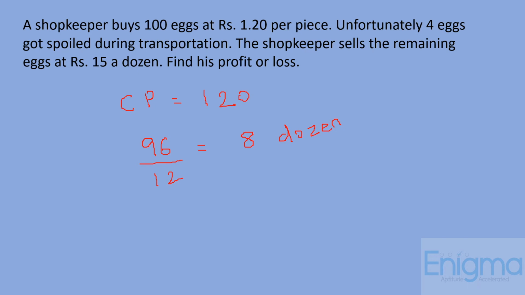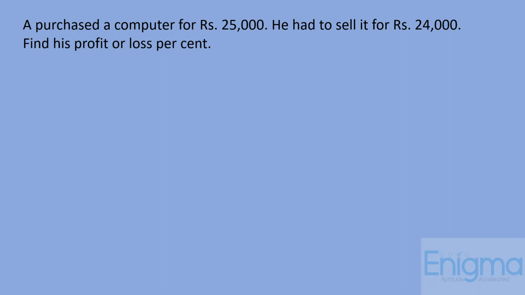And he is selling it at 15 per dozen. Okay. So therefore total selling price उसका आ जाएगा 15 8s are, it will be 120. Now hence cost price and selling price are equal. He is getting no profit, no loss. Okay. Let's try the next one. Try to solve this. Very simple question.